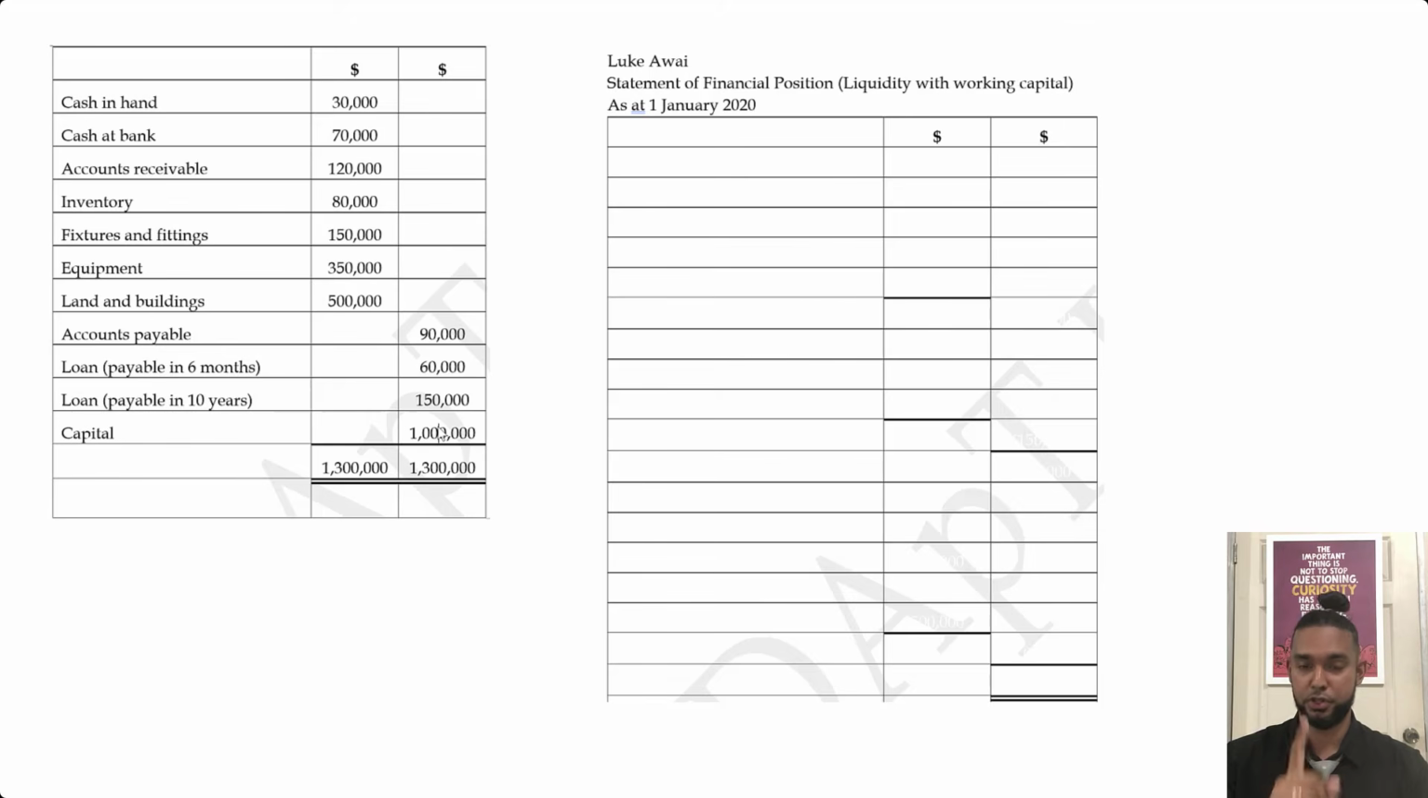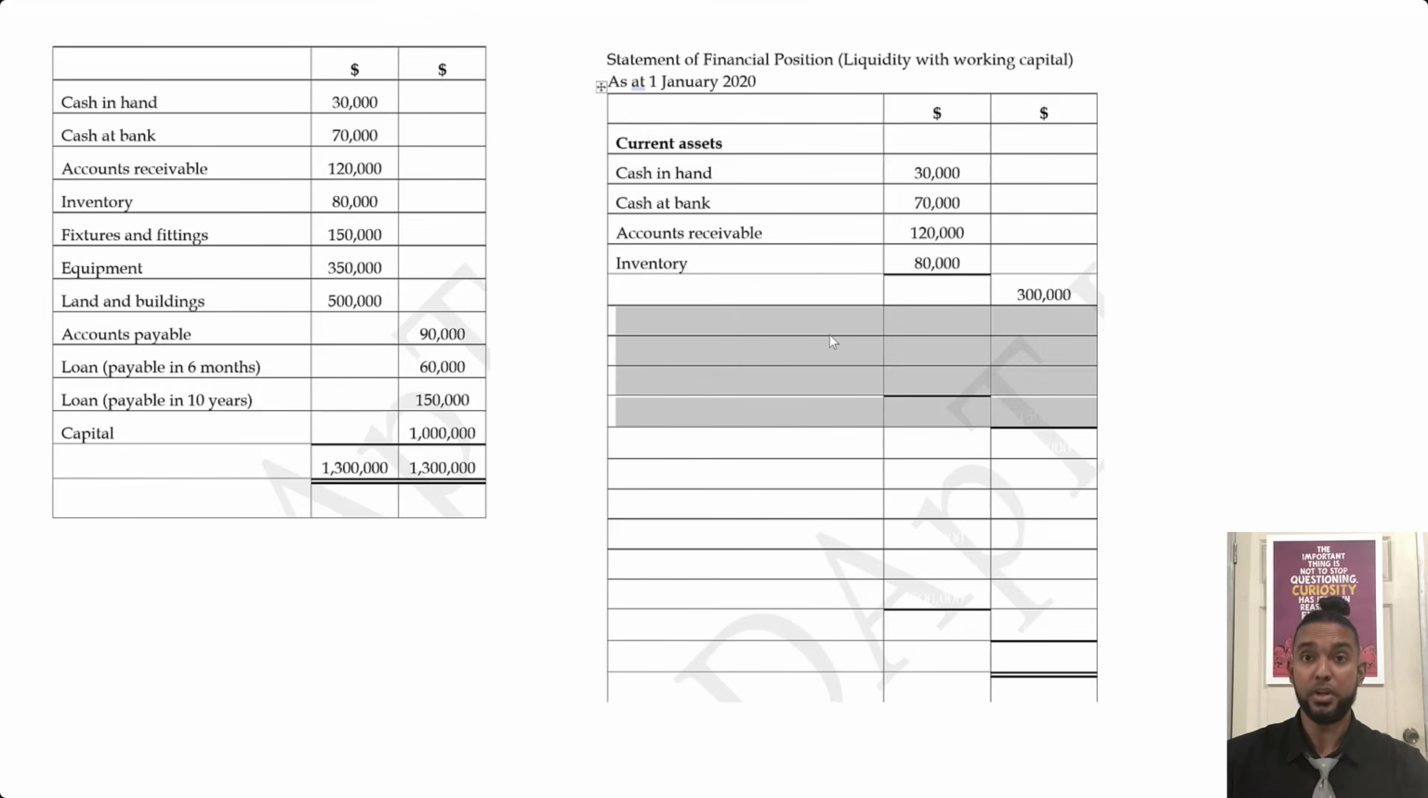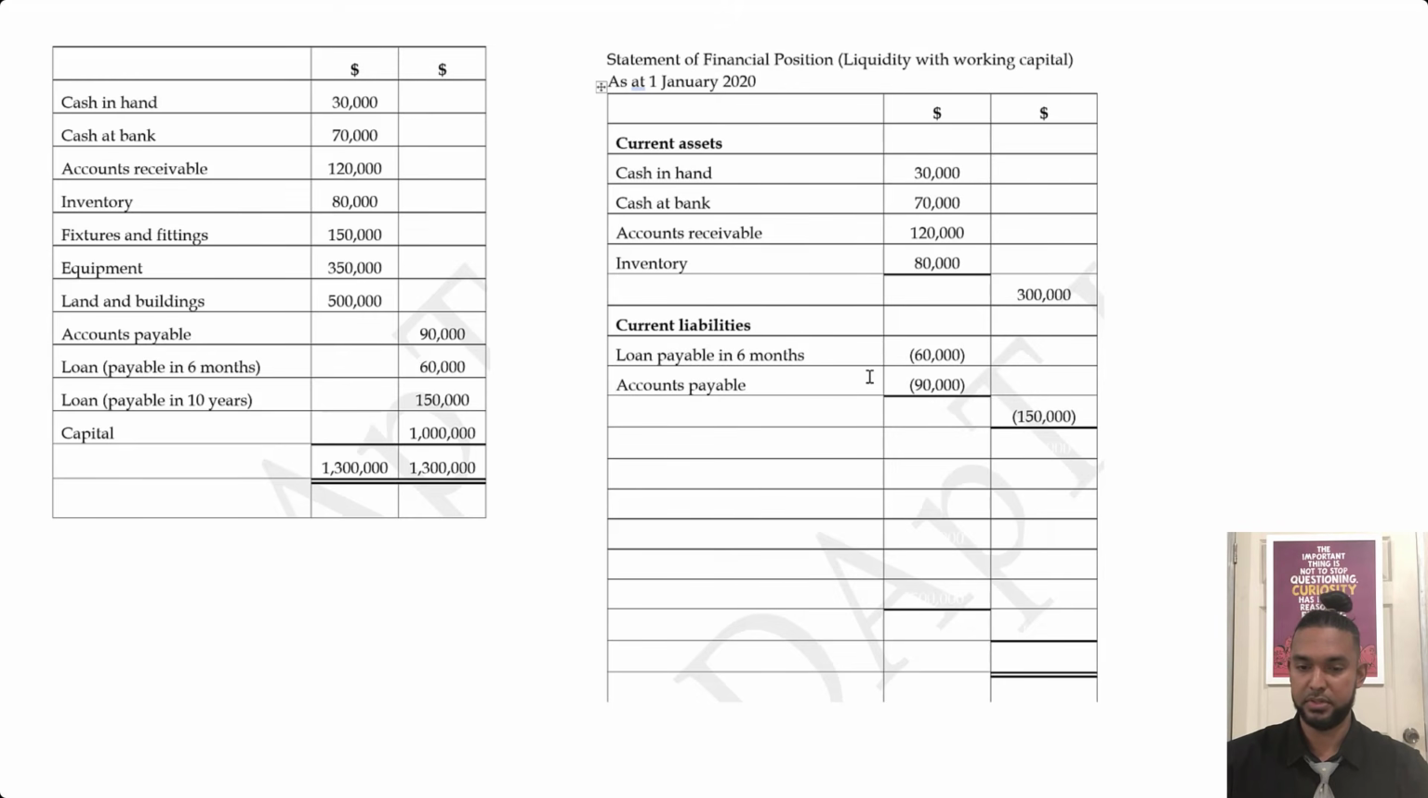That has not changed. So we're going to put in the current assets first, right? As you can see, cash, then bank, accounts receivable, then inventory. Now we're going to put in the current liabilities, right? So current liabilities, loan payable in 6 months, accounts payable, right? So 300 minus 150, that's going to give us 150 net working capital.